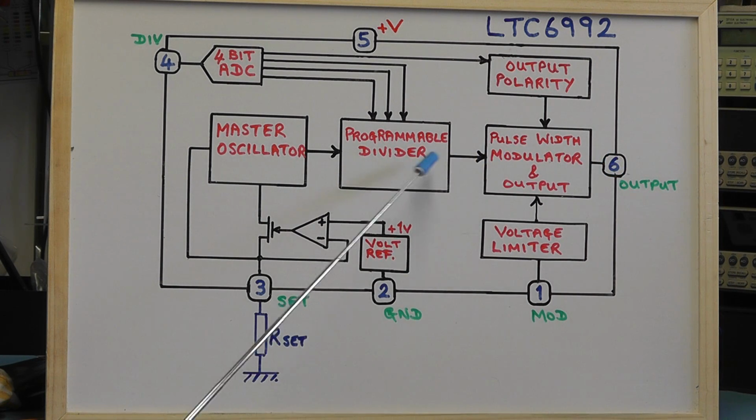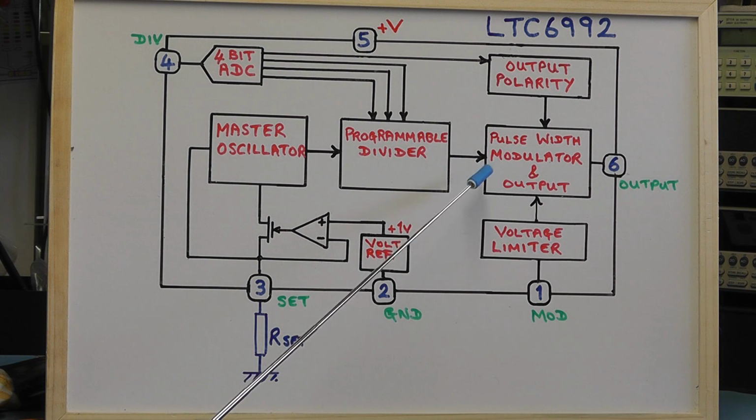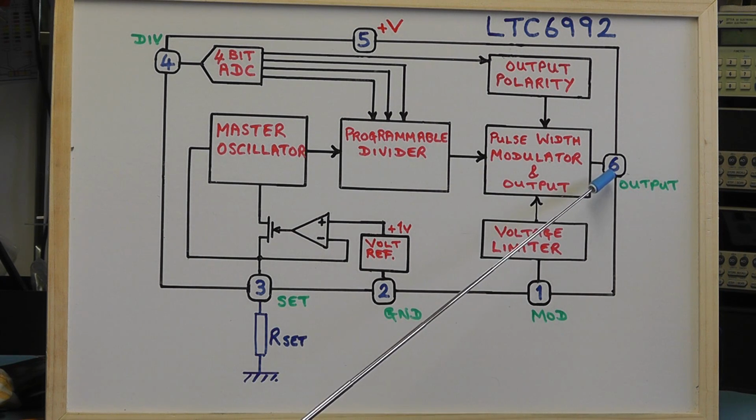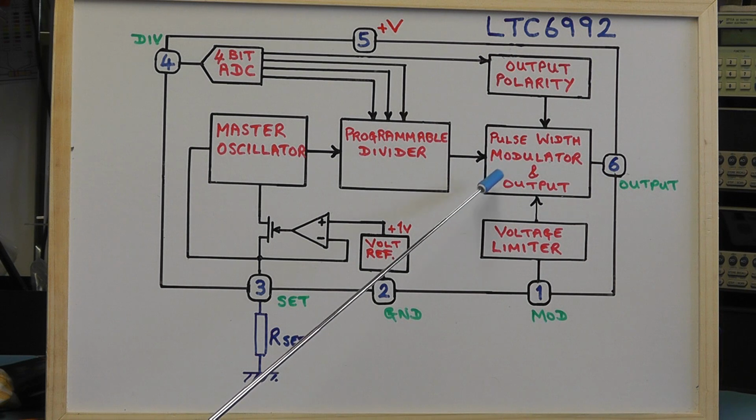Now, on the way to the output, the next stage it goes through is a pulse width modulator, and that gives us the ability to then alter the duty cycle or the pulse width of that square wave at the output pin, pin 6. And to alter that duty cycle, we feed a voltage into pin 1 of the IC.